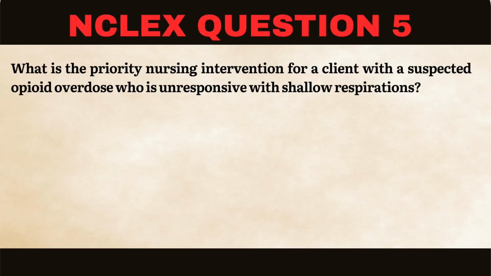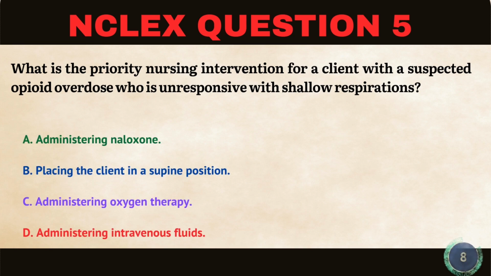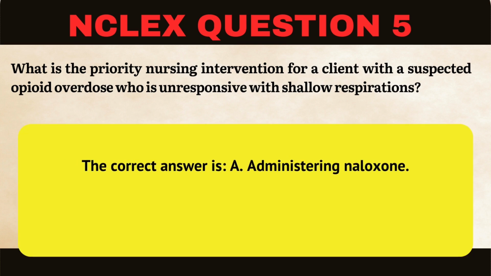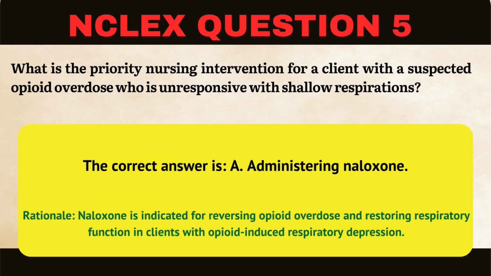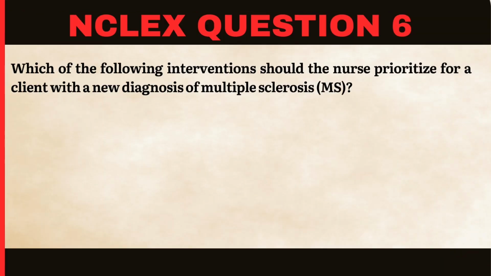What is the priority nursing intervention for a client with a suspected opioid overdose who is unresponsive with shallow respirations? A. Administering naloxone. B. Placing the client in a supine position. C. Administering oxygen therapy. D. Administering intravenous fluids. The correct answer is A. Administering naloxone. Rationale: naloxone is indicated for reversing opioid overdose and restoring respiratory function in clients with opioid-induced respiratory depression.